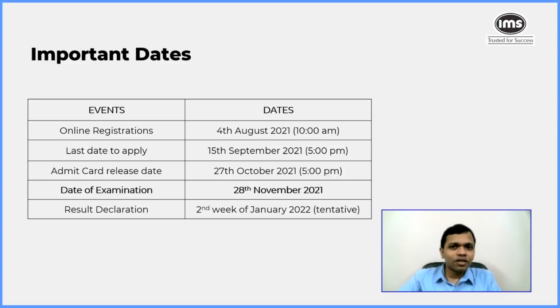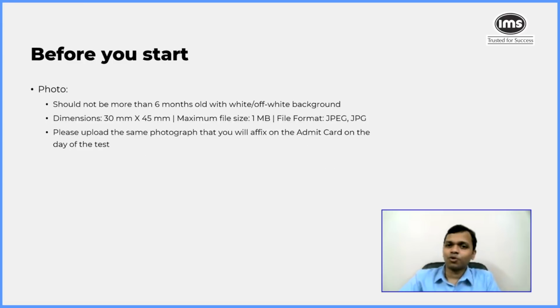Now, before you start filling the form, there are some very important documents that you need to keep handy so that you don't have to keep going to and fro with your form and your documents. So let's have a look at what these documents are. The first thing that you will need is a photograph.